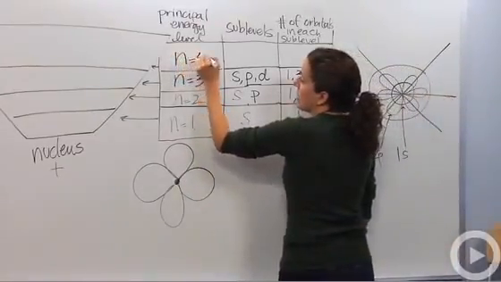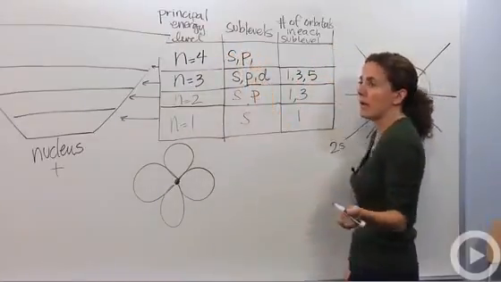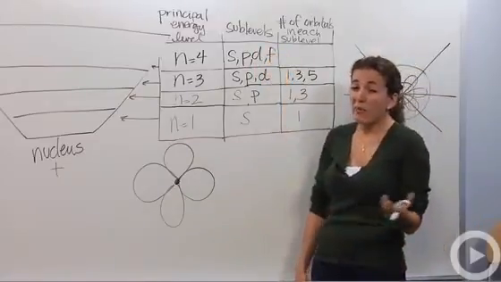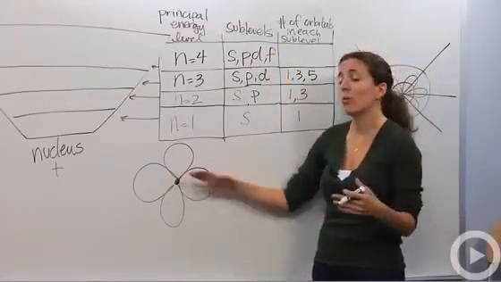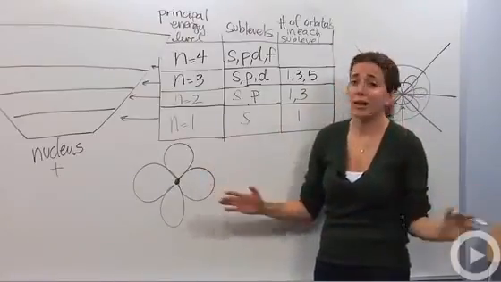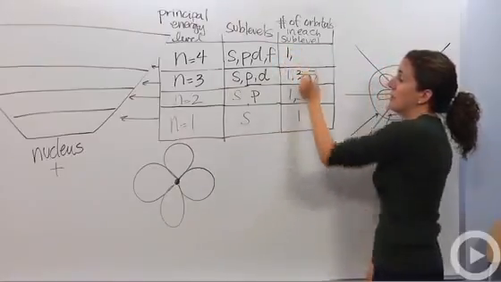The n equals 4 principal energy level: you have an s also. You have a p. Again, you have a d, and then you also have an f orbital. F orbitals are extremely complicated. Each orbital actually looks very different from the others, so I'm not even going to attempt to draw it because each one's a little bit crazy. But there's 1 s orbital.